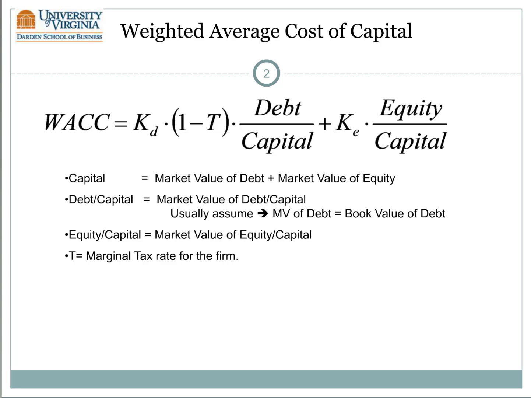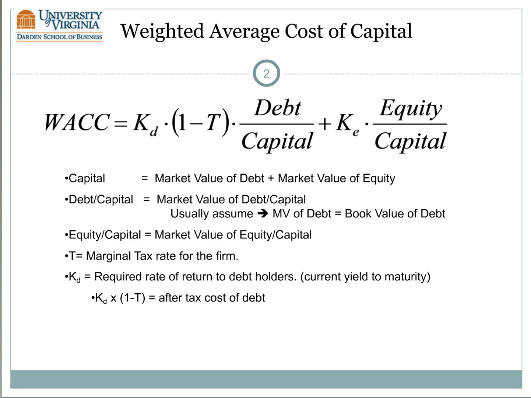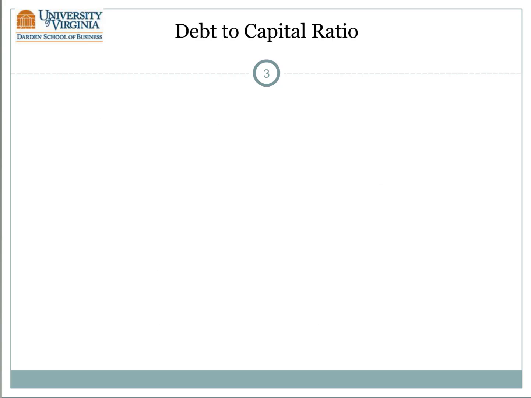T is the marginal tax rate for the firm. K sub D is the required rate of return to debt holders. Note that K sub D times 1 minus the tax rate is the after-tax cost of debt to the firm. KE is the required rate of return to equity holders. Let's examine each of these in more detail.